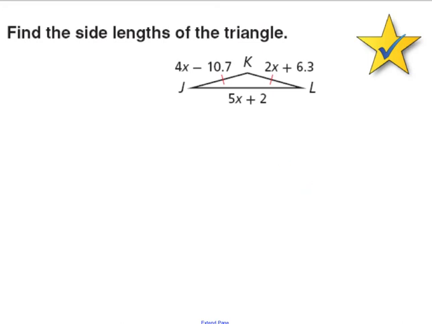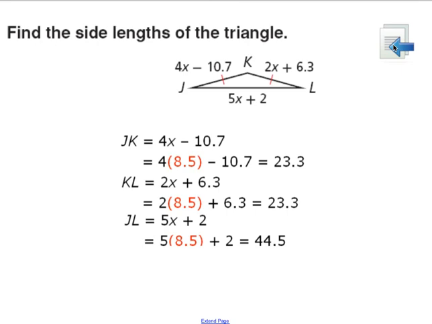Okay, I want you to try this. Press pause on your video and press play when you're ready to see the answer. Okay, the first thing I did was I set 4x minus 10.7 equal to 2x plus 6.3, and I solved for x. You can see that x is 8.5, and then I plugged into each of these. So I found 2 of my sides are 23.3, and the other one is 44.5.